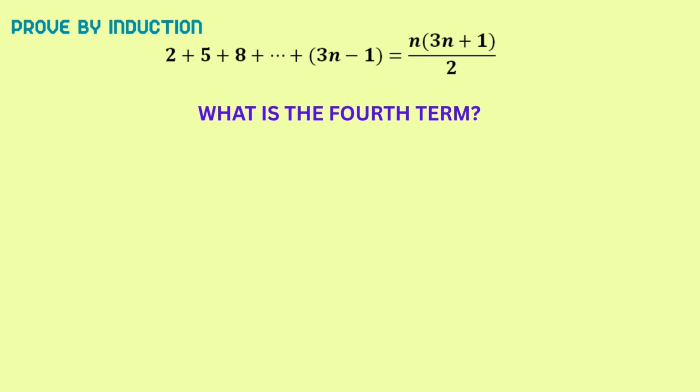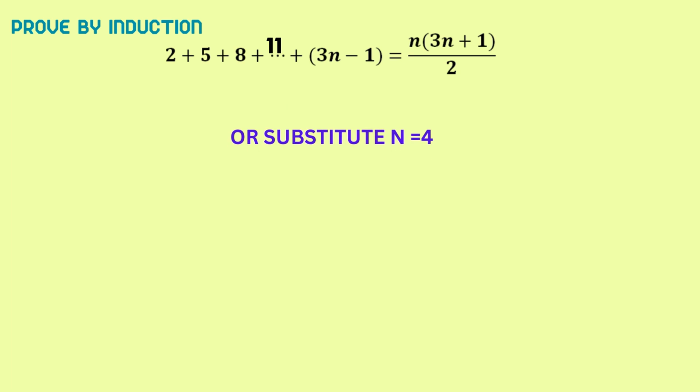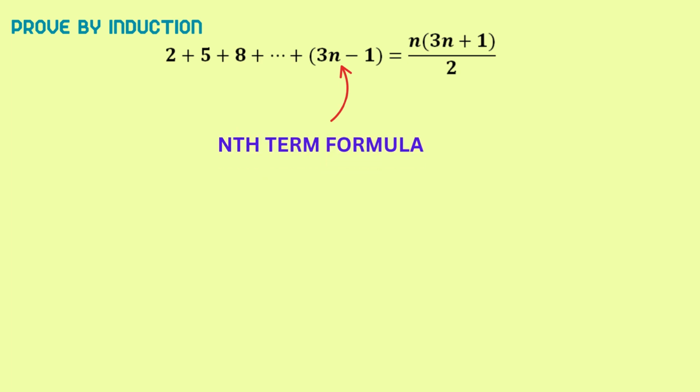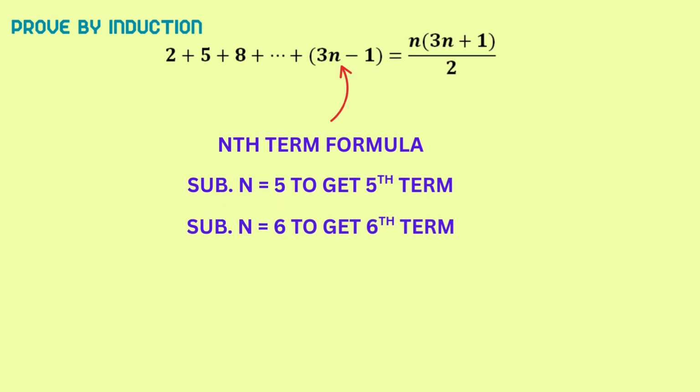We can do one of two things. We could add 3 to 8 and get 11, or we could substitute n equals 4 into the formula 3n minus 1, and we would also get 11. So this formula on the left-hand side is called the nth term formula. So for example, if you want the fifth term, you replace n with 5, and replace n with 6 to get the sixth term, and so on.